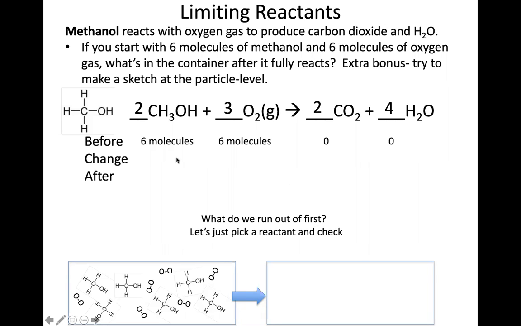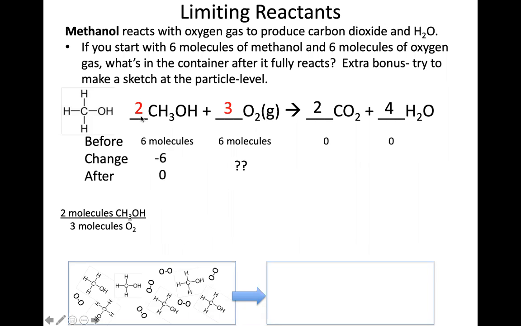So I've got 2 possible limiting reactants. It's either the methanol or the O2. I'm just going to pick this first column. I'm going to say that I started with 6 molecules and I use up all 6 and it takes me down to 0. I just picked that column. Now I'm going to check if it works.